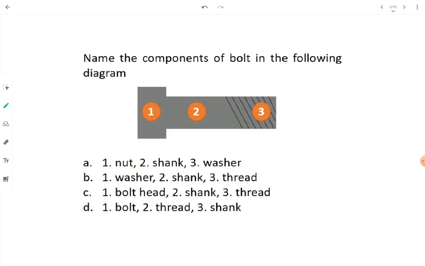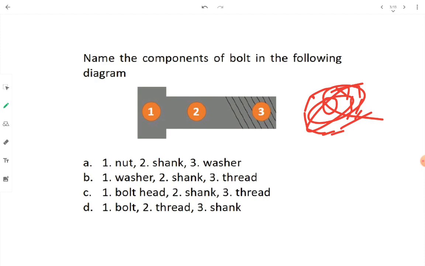Okay, we have to name the components of the given bolt diagram. Number one is, what is number one? We have been provided with a diagram of a bolt. Okay, it is bolt, not nut. Nut is something like this. Okay, this is nut. Okay, forget it. We are not talking about nut here. We are talking about bolt.